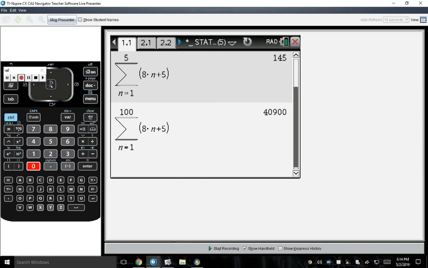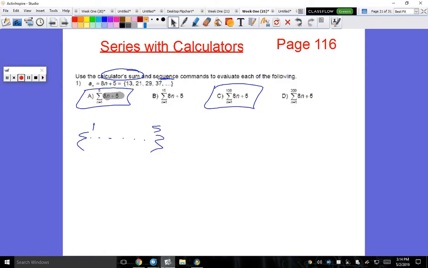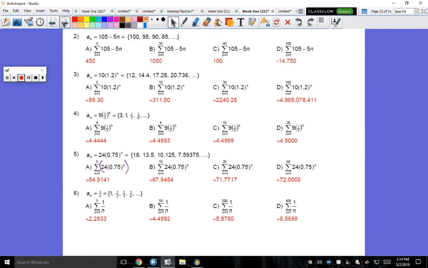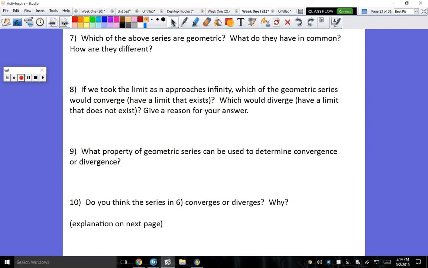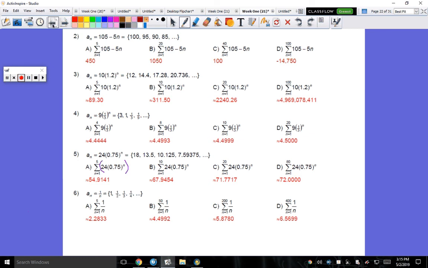Okay? Alright, so let's look at this following slide that has the questions dealing with all of these things. So there are my answers. And this right here in our notes says, which of those that we just saw are geometric? And what do they have in common? And what do they have different? Can y'all tell me which one of these are geometric?